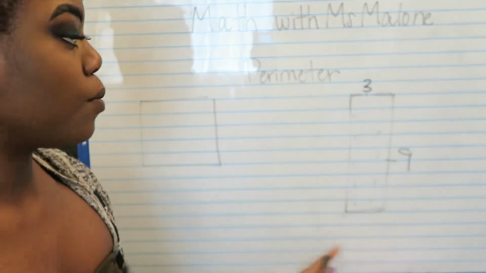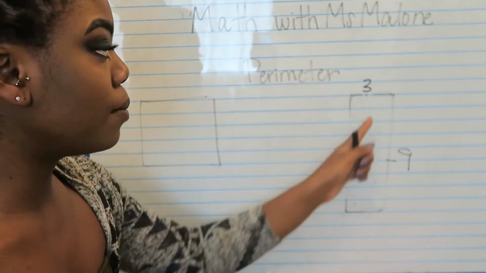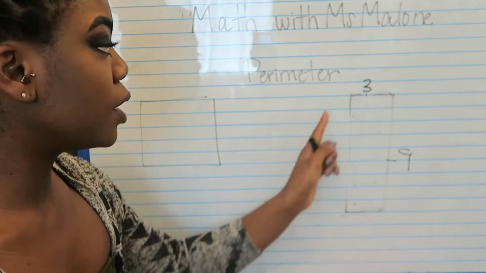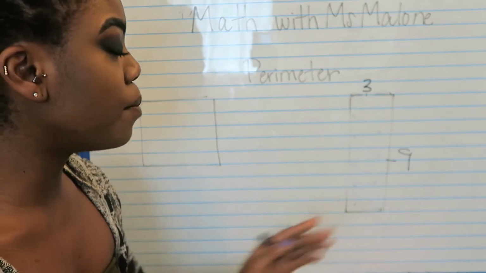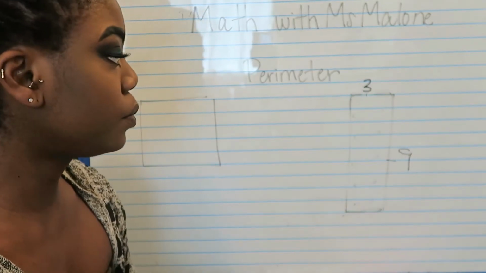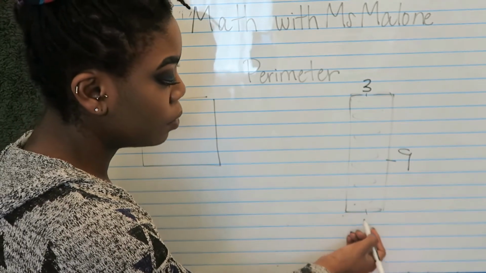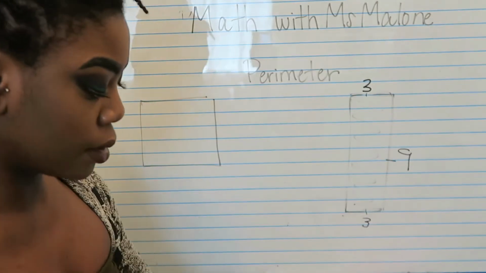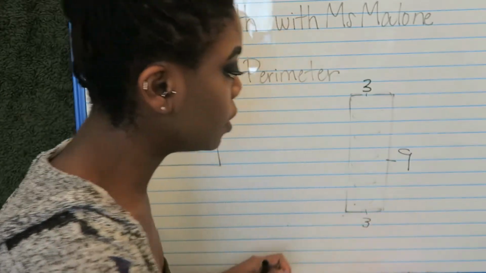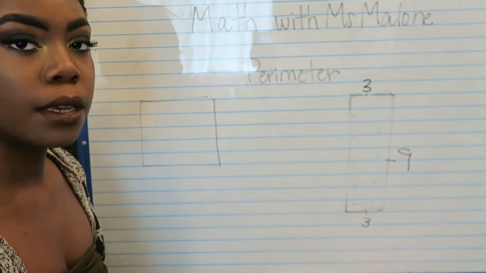Now we could go all the way around and measure every single side. However, is there another side of this shape that's the same length as this side right here? We have these two sides left over. Is there another side that we have not measured yet that is the same length as one of the sides that we have measured? There is, this bottom one. This bottom one looks the same, around 3 inches. And then we can go ahead and check that. Perfect. And then what about this side right here? Are these sides the same length? Yes.